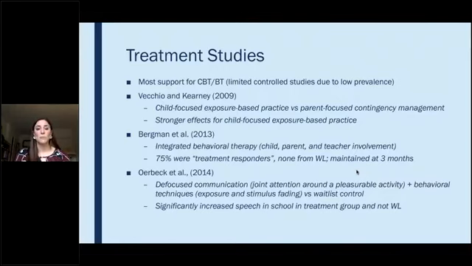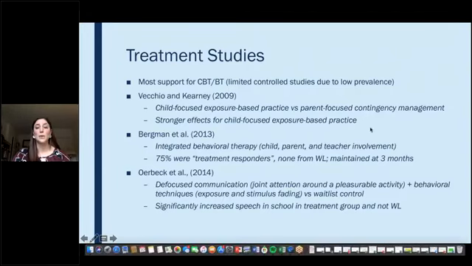One is Vecchio and Kearney from 2009, and they did an alternating design comparing child-focused exposure-based practice with parent-focused contingency management. And they found stronger effects, not surprisingly, for child-focused exposure-based practice. Bergman and colleagues in 2013 did the first randomized controlled trial for selective mutism using integrated behavioral therapy, which is essentially CBT, and that involved the child, the parent, and the teacher. And they found that 75% of the kids in the integrated behavioral therapy group were deemed treatment responders. None from the waitlist were, and these gains were maintained 3 months post-treatment.